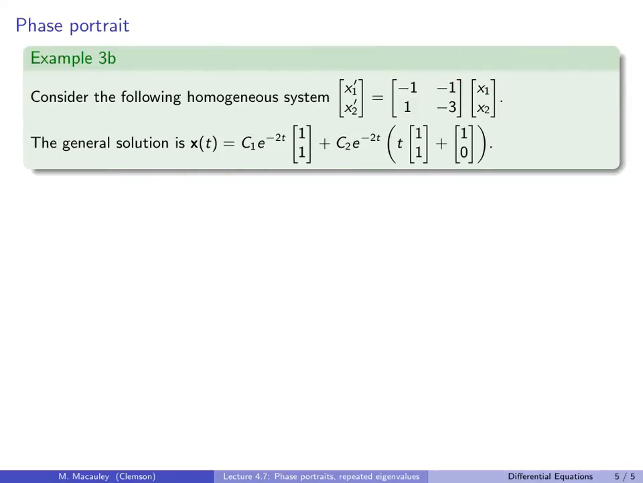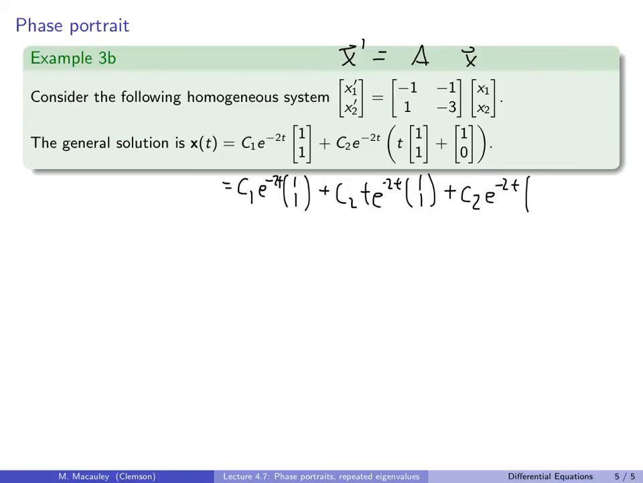Okay, so the last thing we'll do is sketch the phase portrait of this system. So we have x prime equals A times x, and let me rewrite this solution. I'm just going to multiply out the terms. That's all I'm doing here. So here's the first term. The second term is different because we have a t in it. It's t e to the minus 2t times (1, 1), and that will actually be important, as we'll see shortly. Then the last term is c2 e to the minus 2t times (1, 0).